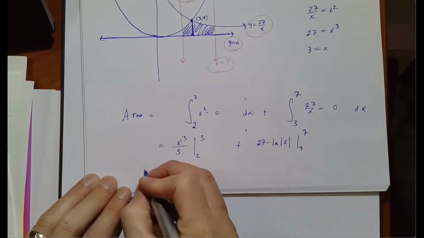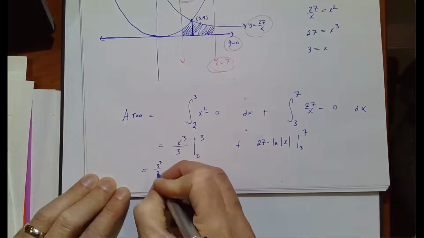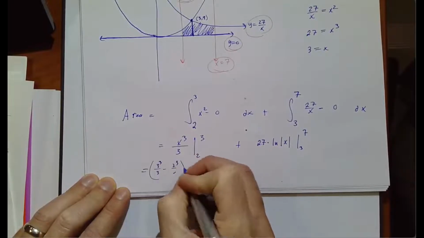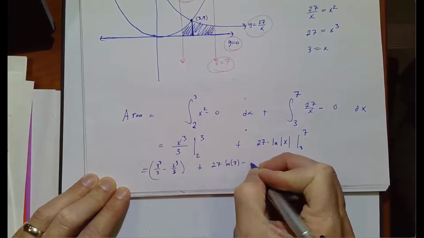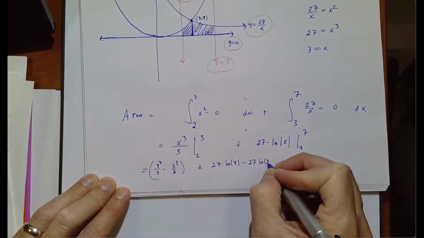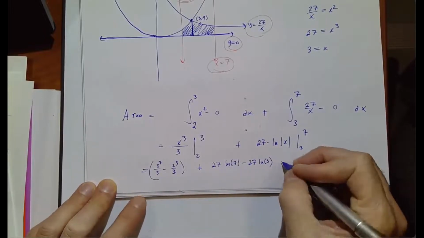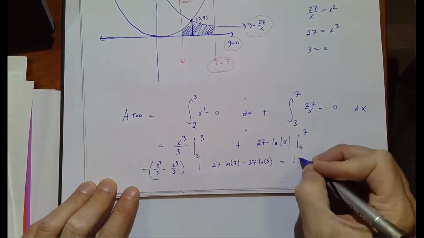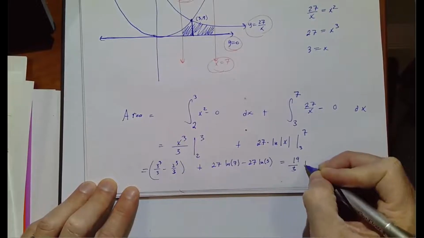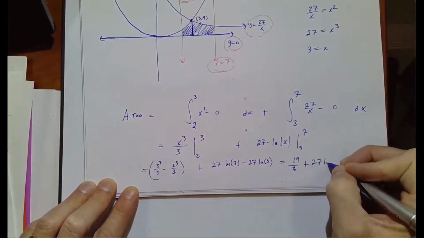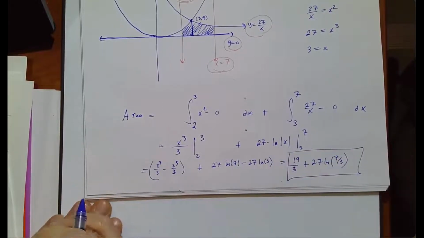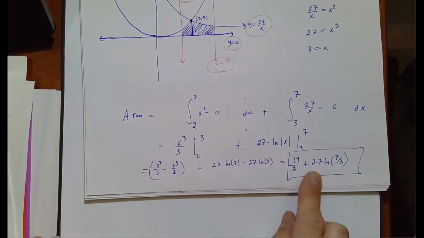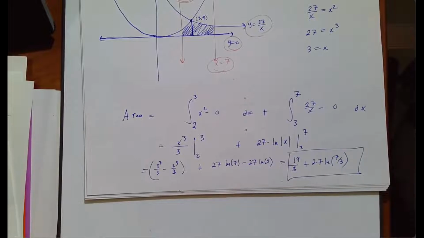So you can totally write this as 3 cubed over 3 minus 2 cubed over 3 plus 27 times natural log of 7 minus 27 times natural log of 3. And you can probably simplify that even further. 27 minus 8 is 19 over 3. And then this simplifies as 27 times the natural log of 7/3. So if you wanted to actually type in the exact answer into WebWork, that's what you would write. Or you could use a calculator to get however many decimal places you need.